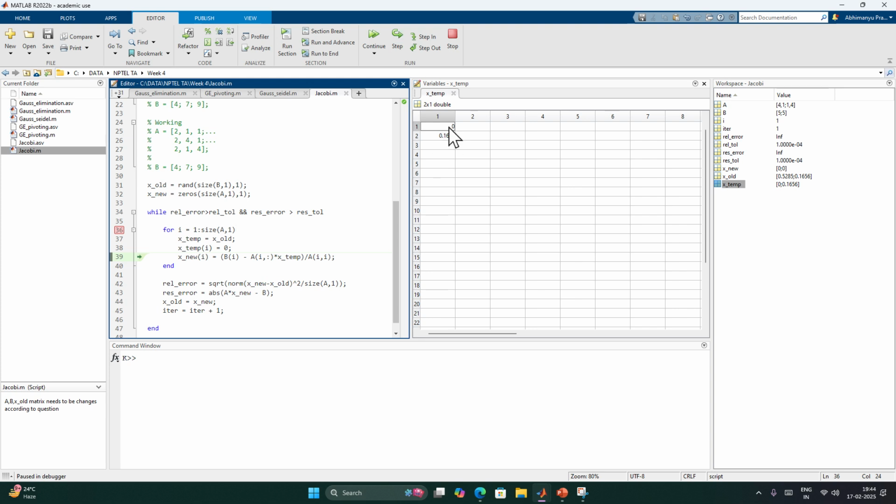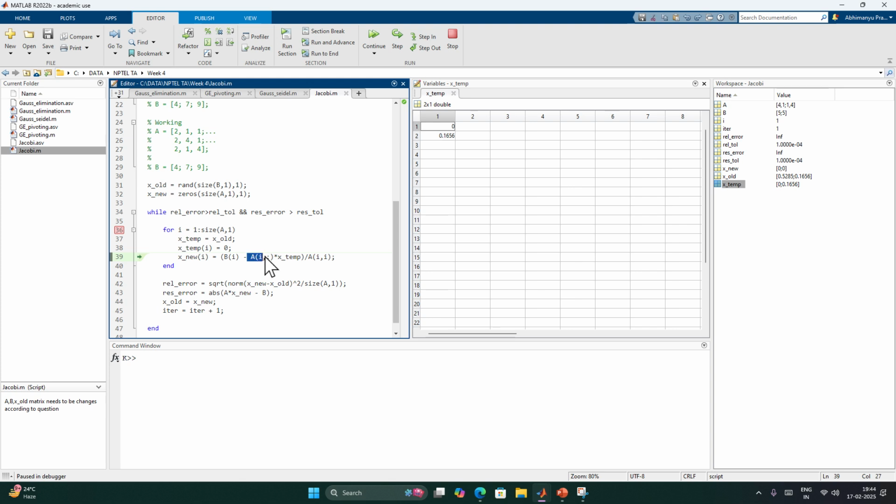Why I'm doing this is that I am using the entire first row and multiplying it by x temp. I don't want the first element to be used in this multiplication because we are calculating for that element only. We are updating that element only. So I'm making that element in the temp variable 0. So when I do this multiplication, that element will not be included.